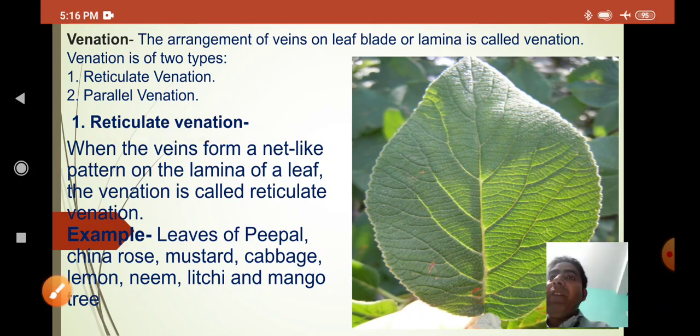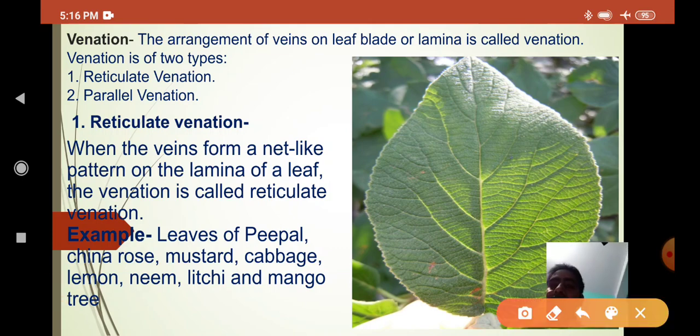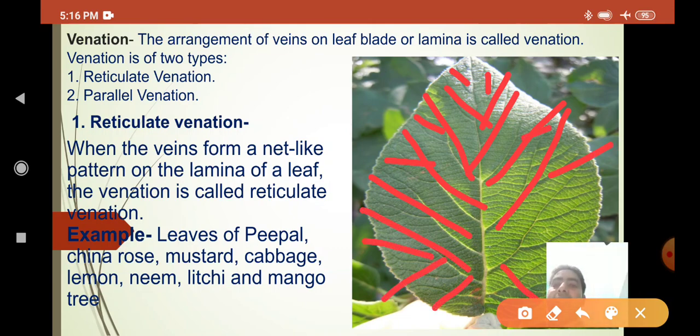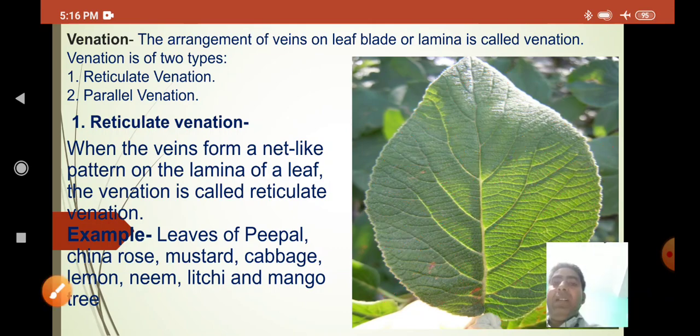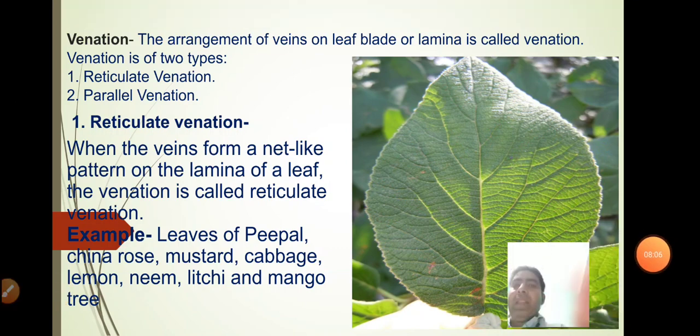What is reticulate venation? When the veins form a net-like pattern on the lamina of a leaf, the venation is called reticulate venation. Here you can see it is a net-like structure. All over the net-like structure the veins are scattered like a web. Everywhere the web-like structure is there. If this type of design is there, that is called reticulate venation.